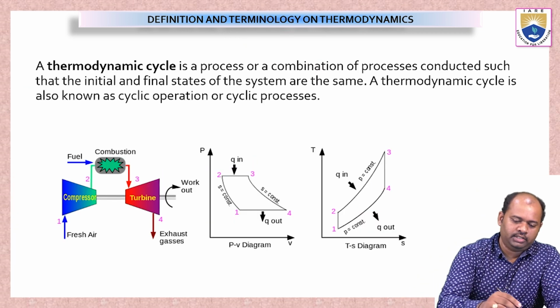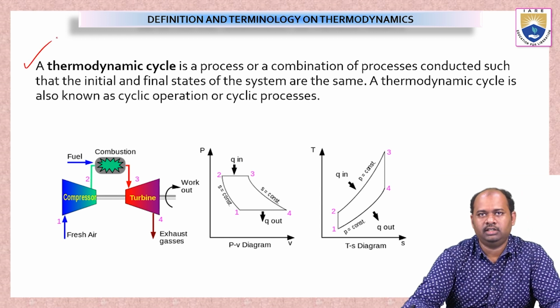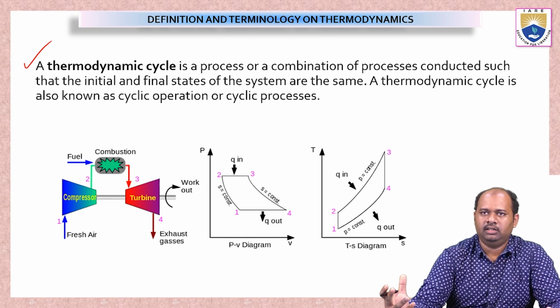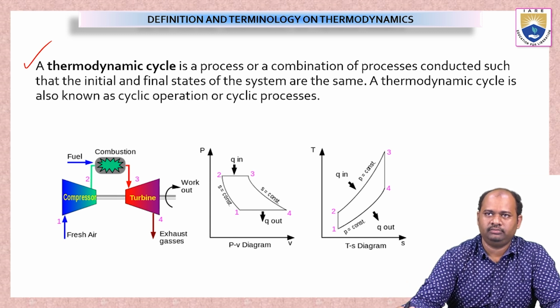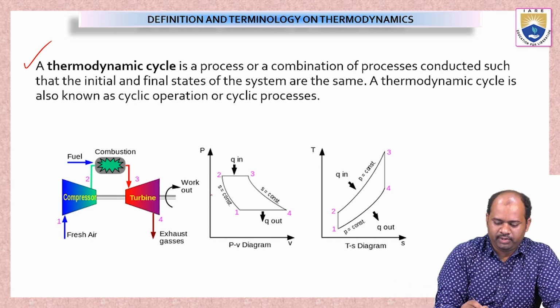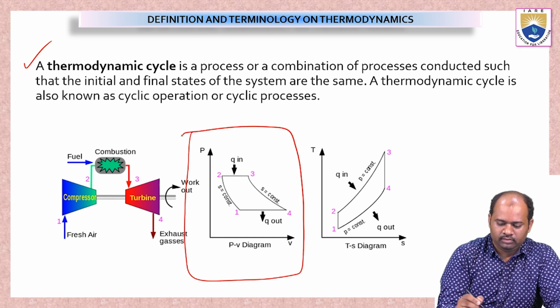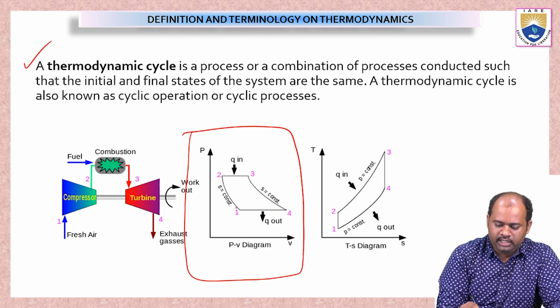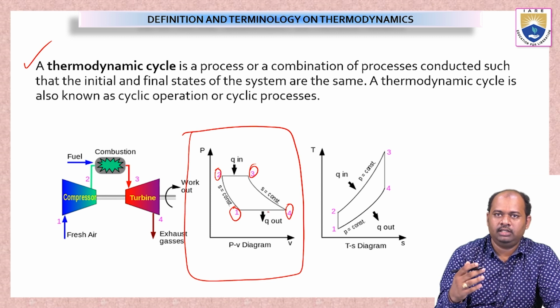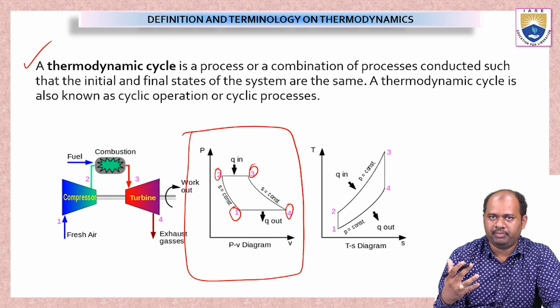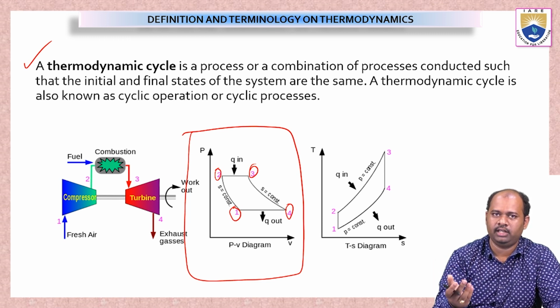Then we'll study what a thermodynamic cycle is. The next definition is the thermodynamic cycle. Whenever there is a process in which the initial state is equal to the final state, it is called a thermodynamic cycle. In this PV diagram we can see the cycle going through points 1, 2, 3, 4. Between these points some parameters are constant and some are not constant. They are increasing or decreasing, being taken into the system or taken out of the system.